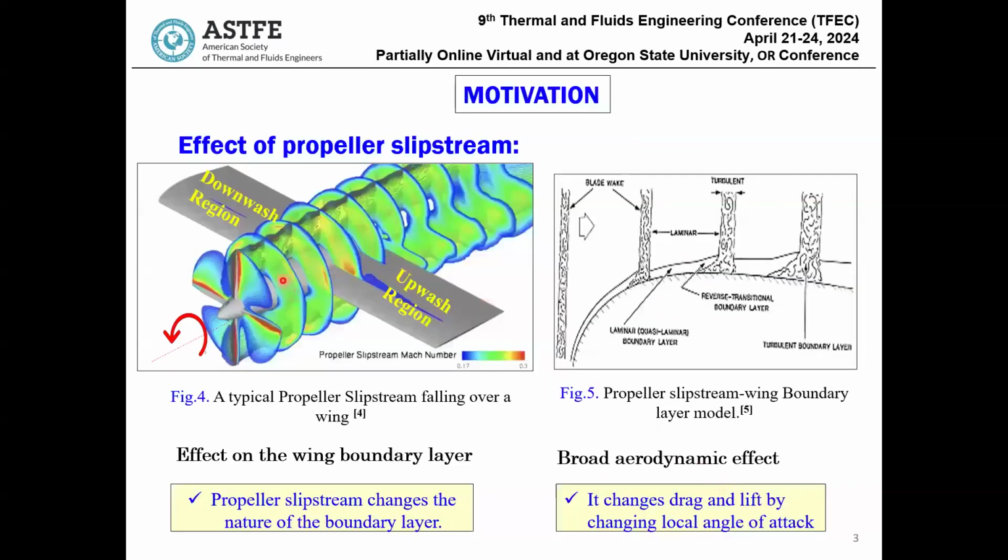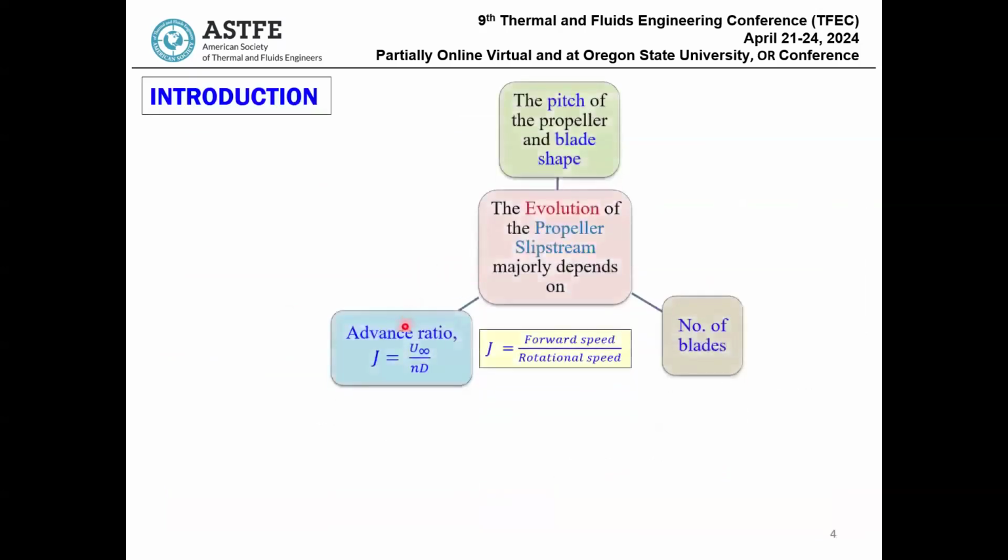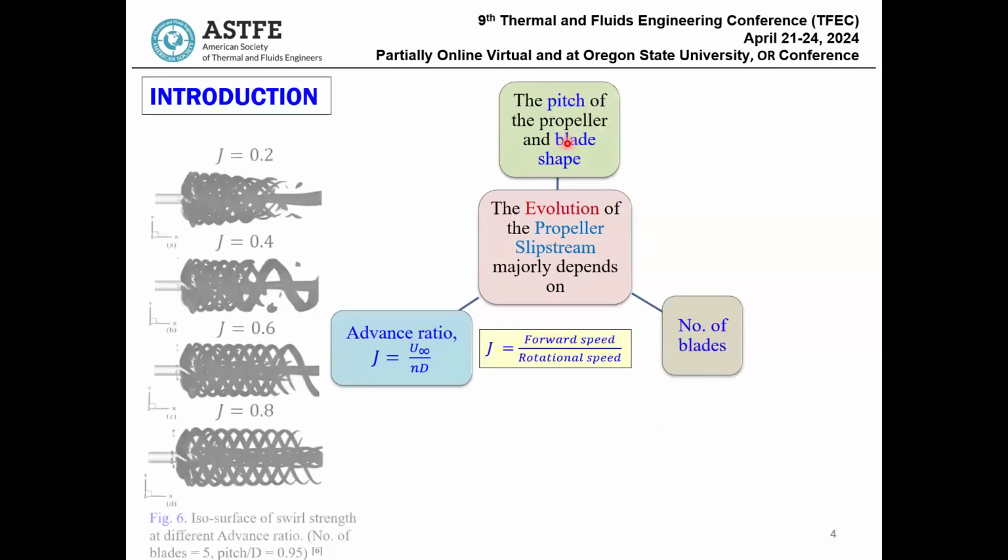Now, the evolution of these blade wakes is highly dependent on mainly three parameters: advance ratio, that is the ratio of forward speed of the aircraft to the rotational speed of the propeller; number of blades of the propeller; and pitch and blade shape.